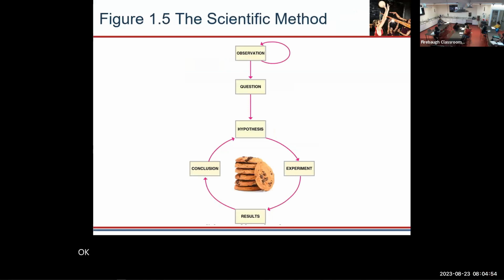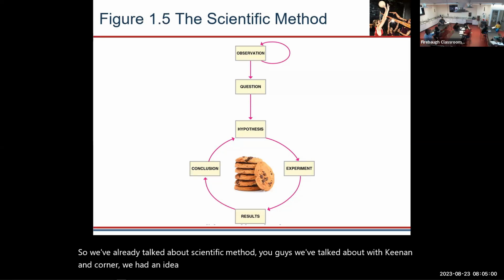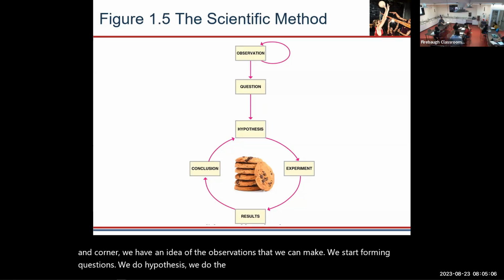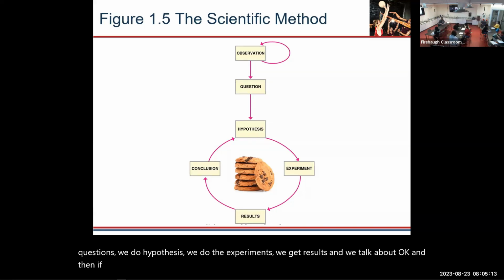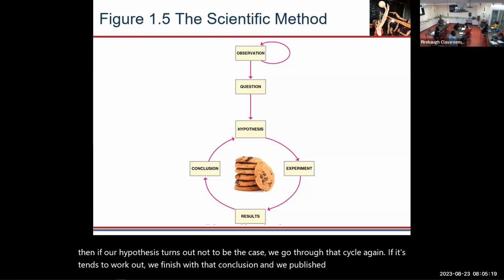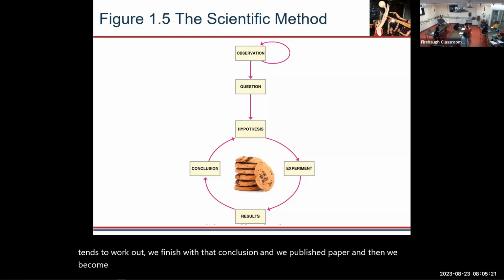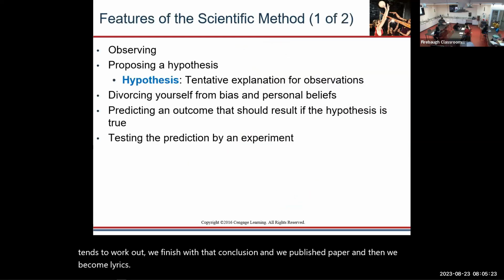Okay, so we've already talked about the scientific method. We've talked about the machine in the corner. We have an idea of the observations that we can make. We start forming questions. We do hypotheses. We do the experiments. We get our results, and we come to our conclusion. And then if our hypothesis turns out not to be the case, we go through that cycle again. If it works out, we finish with that conclusion and we publish a paper, and then we become famous.